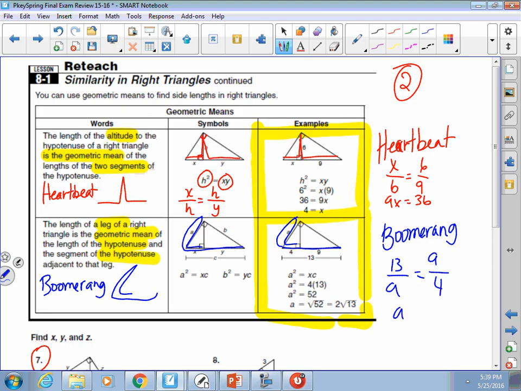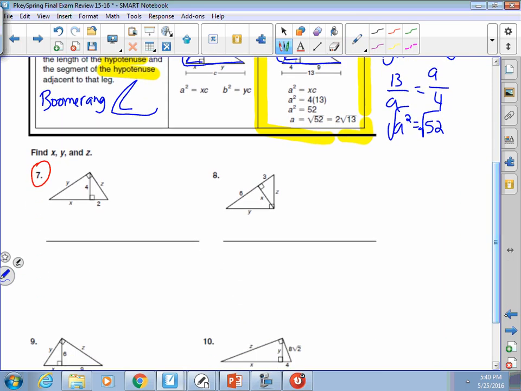So this is why we got a squared is equal to 52, and oops, I wrote 54. And then 52 is not a perfect square, but then we have to take the square root and simplify it. I will take decimal answers. You can use that on your test.